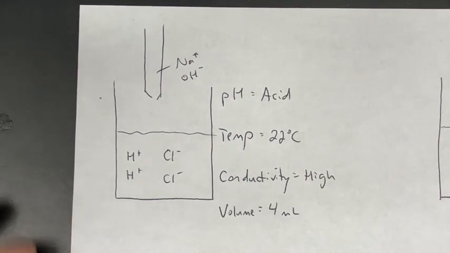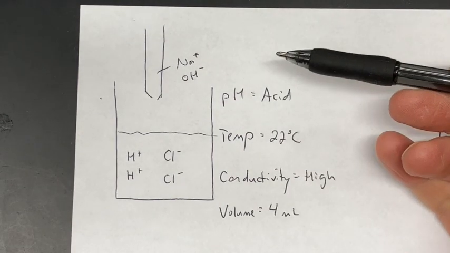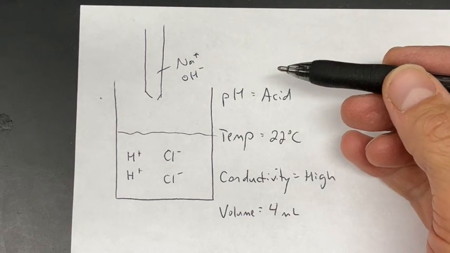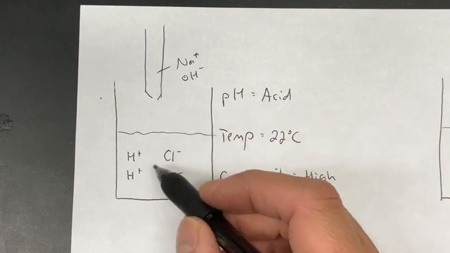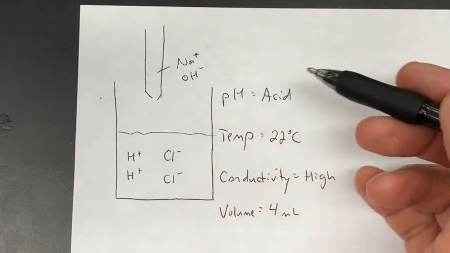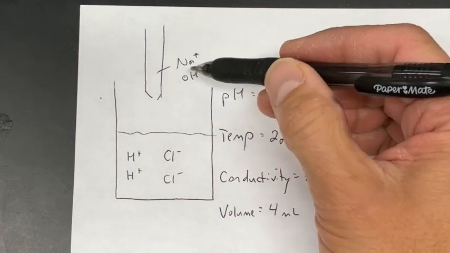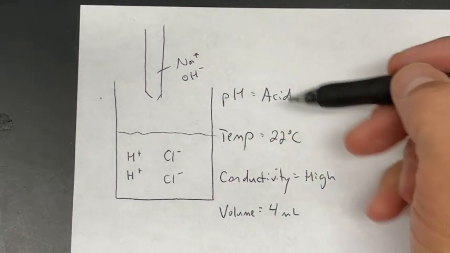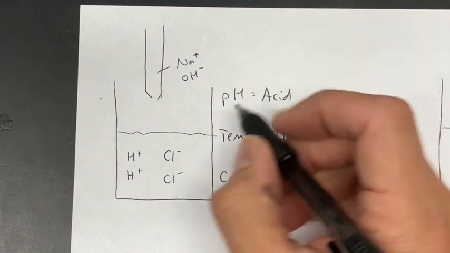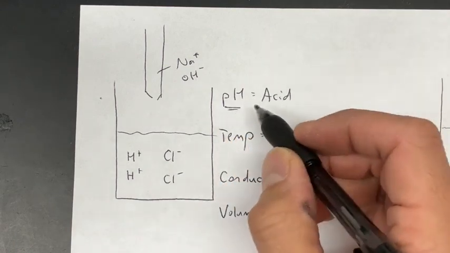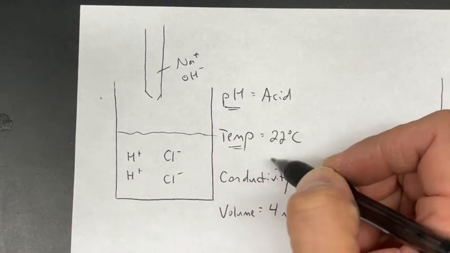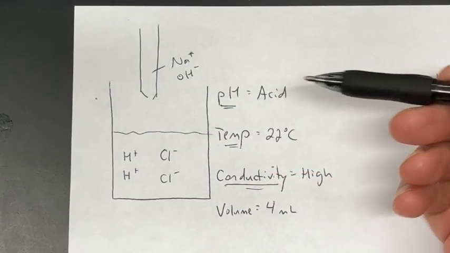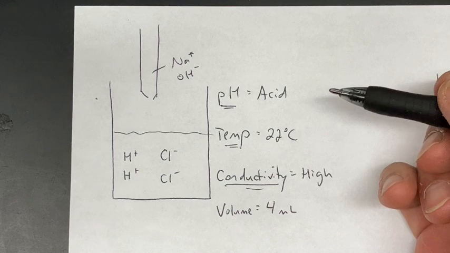Okay, so we're gonna look at titration, and we're taking an acid, hydrochloric acid down here, and we're gonna be dropping sodium hydroxide into it. And as we do this, we're gonna look at three main things: the pH, the temperature, and conductivity of this solution, and see how that changes over time.